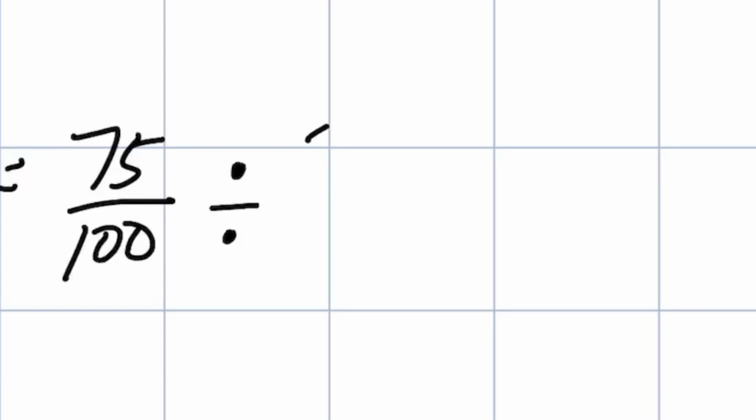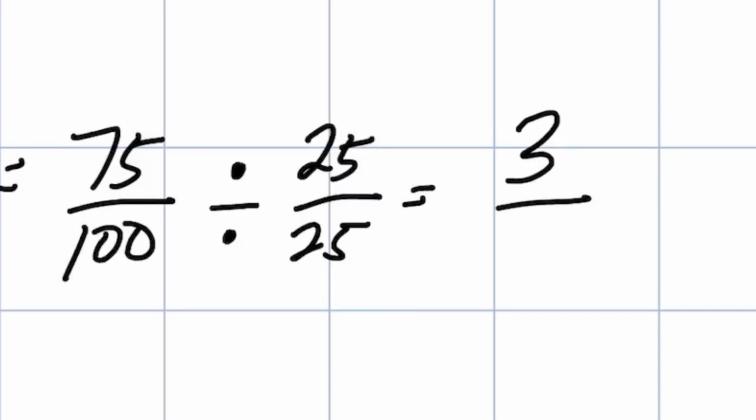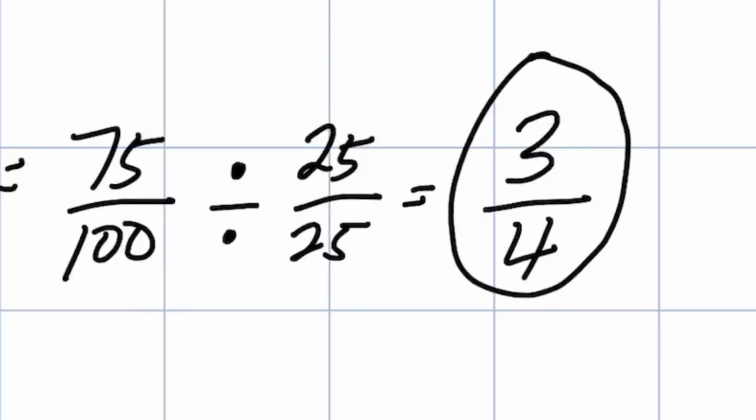You could say divide by 25. That's the GCF. 75 divided by 25. That's 3. 100 divided by 25. That's 4. And that's your simplest form. This is converting decimals to fractions.